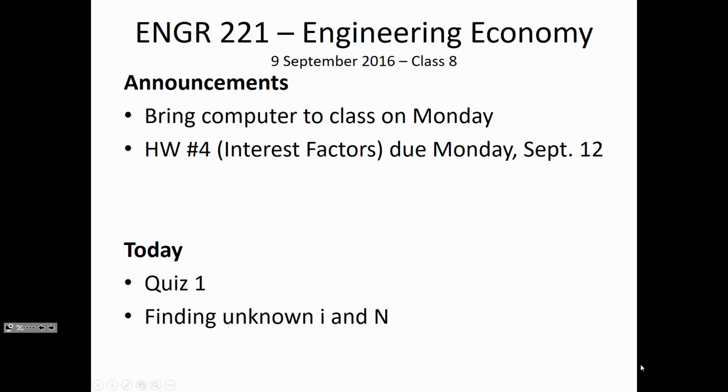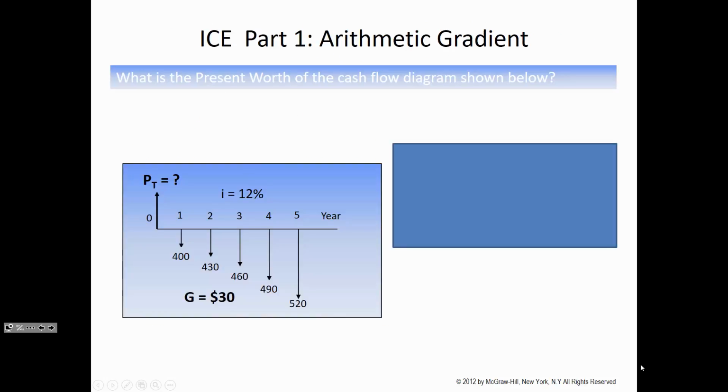All right, we're going to jump right into some in-class exercises. I'm going to teach through doing today. We're going to start off by looking at a gradient. Remember, the arithmetic gradient is the one where the amount is increasing each year by a constant amount. This one has a twist, though. It's not just a gradient. It's also an annual series on top of the gradient.